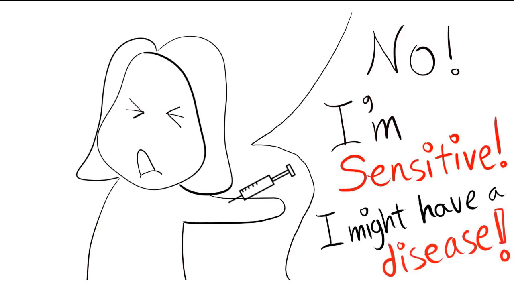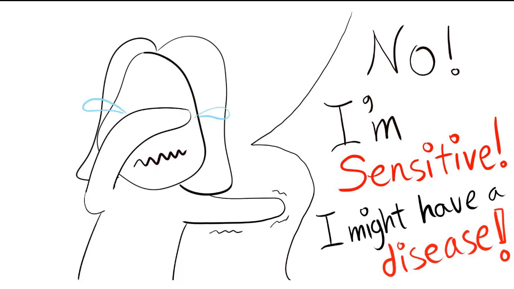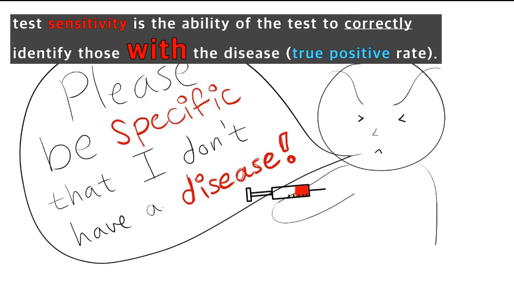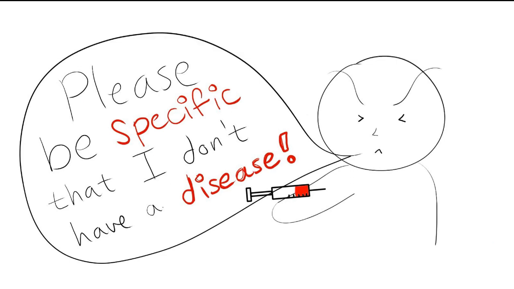And here is another scenario. Okay, no, I am sensitive. I might have a disease. She is very, very anxious because she is worried that she might have some disease. So, sensitivity is to identify correctly people with a disease. Okay, people with a disease is related with sensitivity, and people without disease is related with specificity.